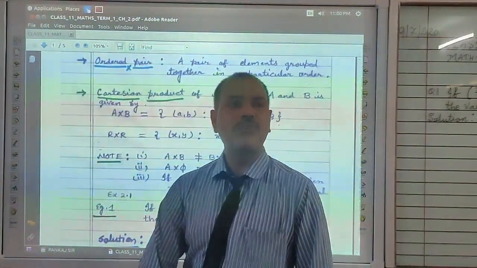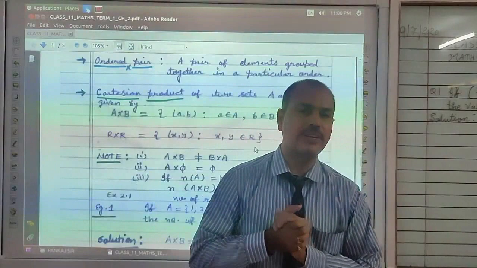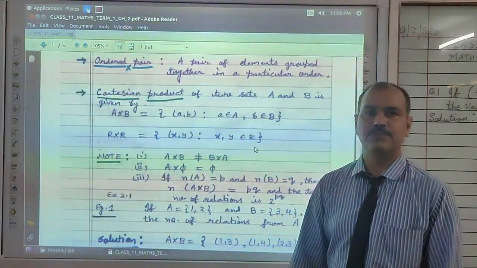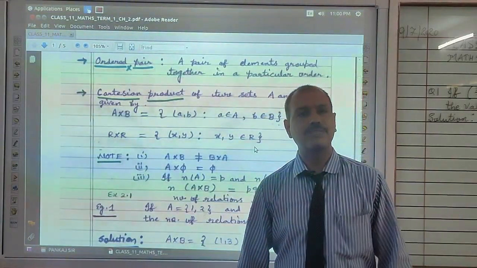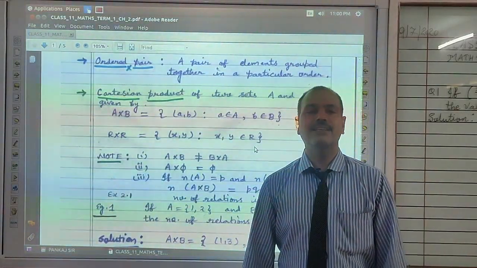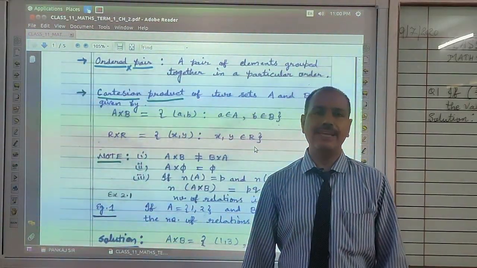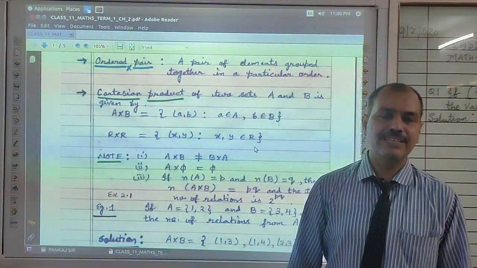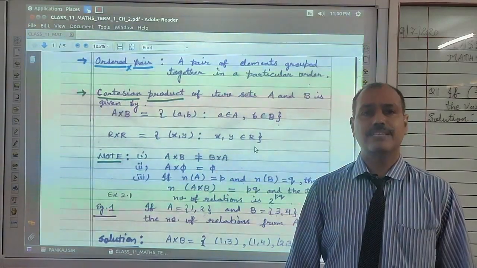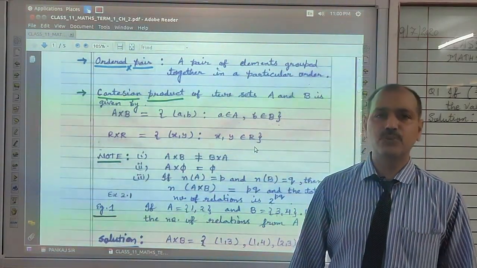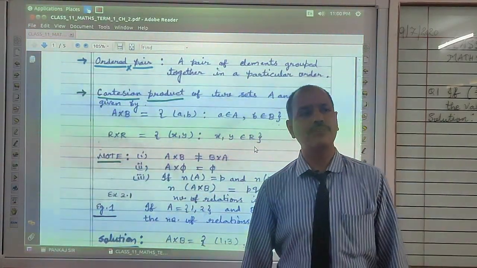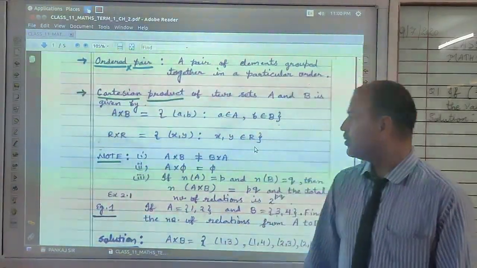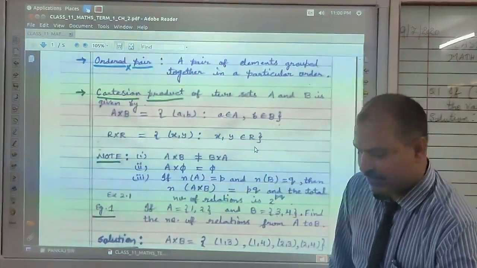Now, an example of Cartesian product. If A is equal to {1, 2} and B is equal to {3, 4}, then the Cartesian product of A and B is equal to {(1, 3), (1, 4), (2, 3), (2, 4)}. This is an example of Cartesian product. You got it, all of you?